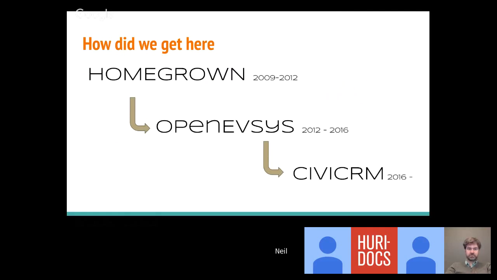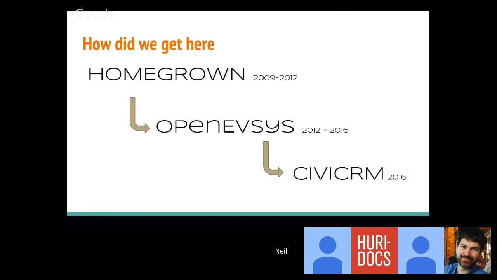But really, the challenge we had with OpenEvSys was that it was so big, with big forms to fill in to enter a single case, and it became quite cumbersome to manage our grants program with it. So just as of last year, we've switched to CiviCRM. So we're joining the club with most of the other people here. And of course, CiviCRM has its own challenges.